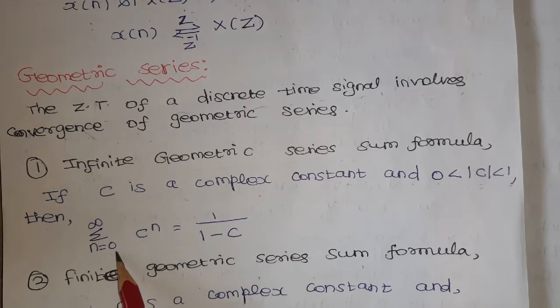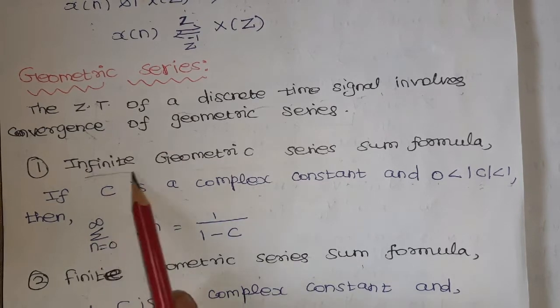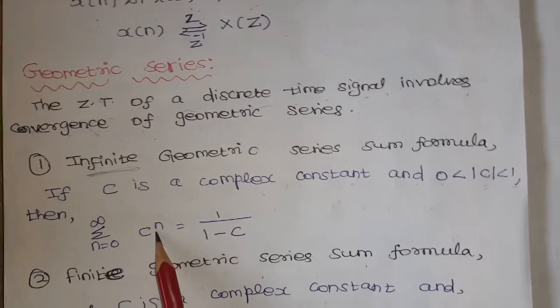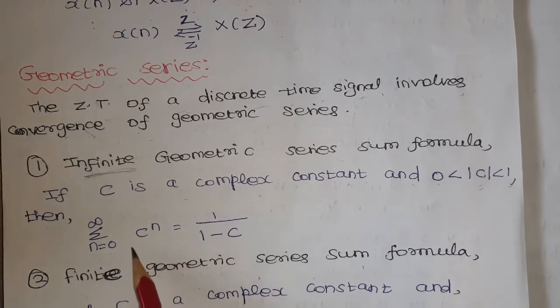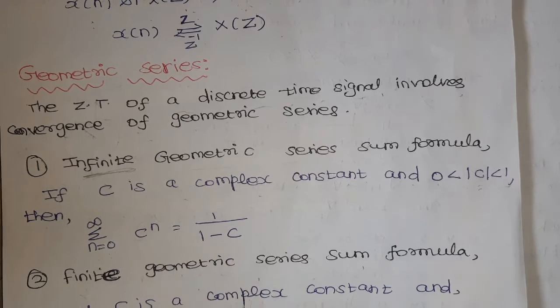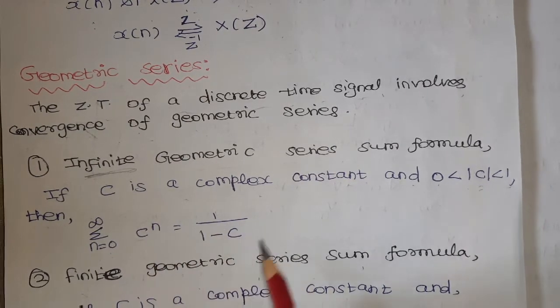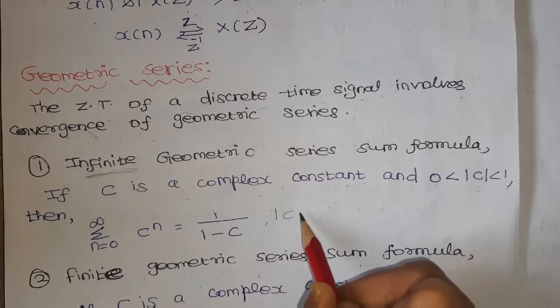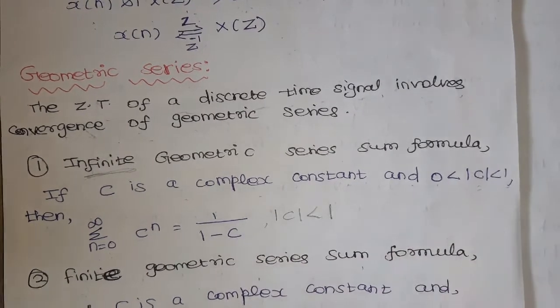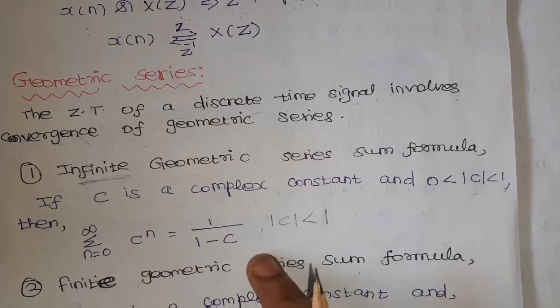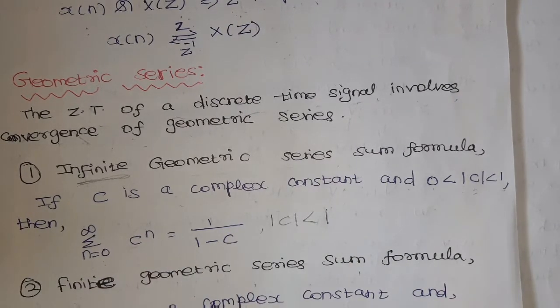Summation n equal to 0 to infinity. See, it is an infinite geometric series, so n ranges from 0 to infinity. C power n, C is a constant, it may be anything. C power n, what will we get? 1 divided by 1 minus C, where mod C is less than 1. Mod C should be less than 1. This formula is going to be applicable.